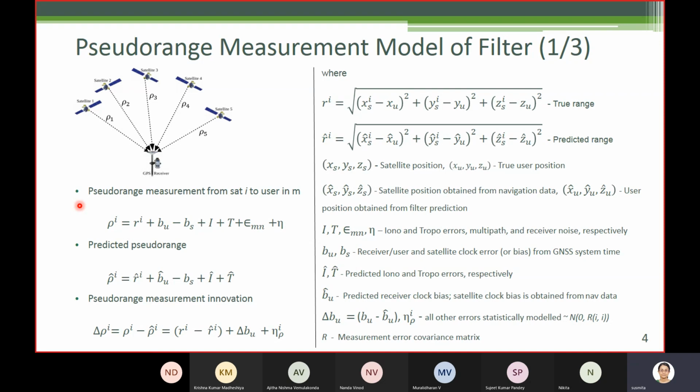We assume that navigation data has been decoded by the receiver and the navigation filter has the satellite position calculated from the ephemeris, the orbital elements. So we assume that the satellite position is known to us, although with some imperfection, there is some error, but the satellite position is known. We are not going to treat this as unknown.